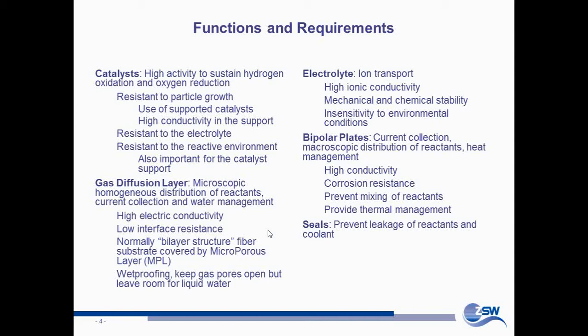So we need to have these particles resistant to growth in order to provide sufficient active surface area. Therefore, we use supported catalysts. And since the catalyst itself, we think of it as platinum, it's very well electron conducting. However, if we want to use it as an electrocatalyst, we need the support also to be electronically conductive. And we need all that stuff, support, catalyst, and so on, resistant to the electrolyte.